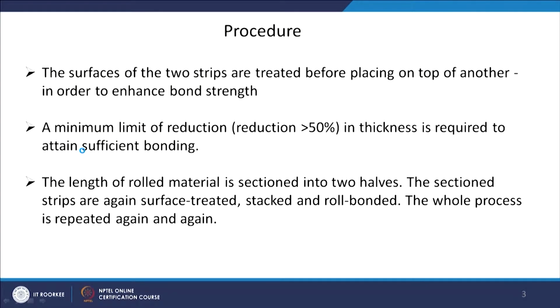So, 50% reduction in thickness will be there, and that is to attain sufficient bonding. Bonding between the two layers will be through the strain, through the deformation, through the flow of material, and they will create a bond. And every time, as I told you, the length will increase.